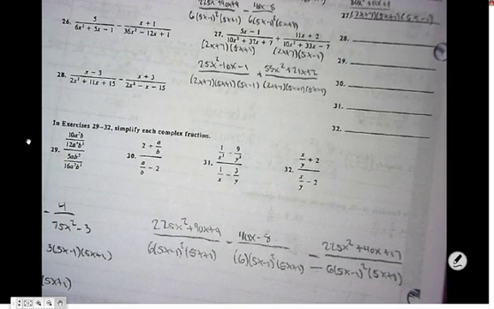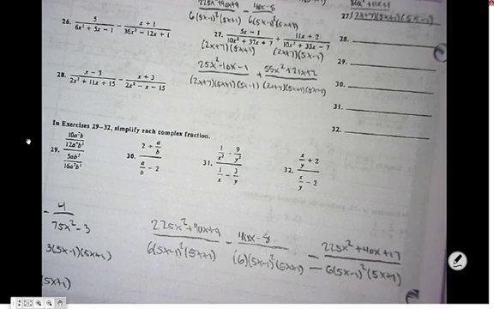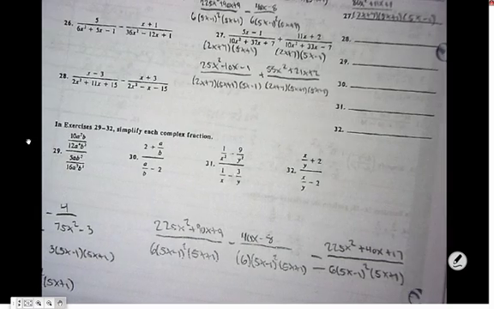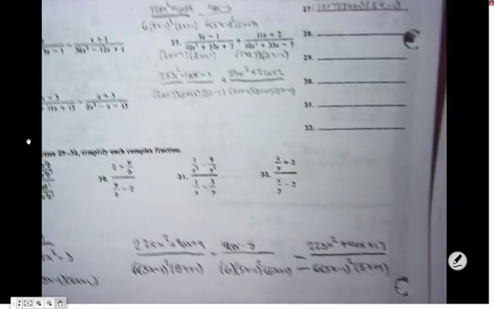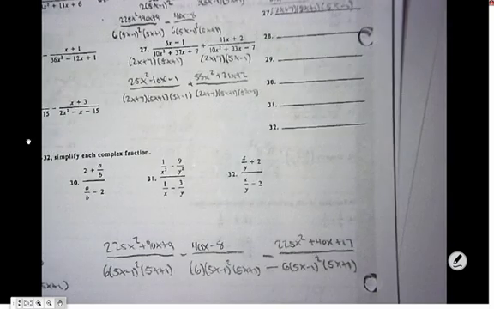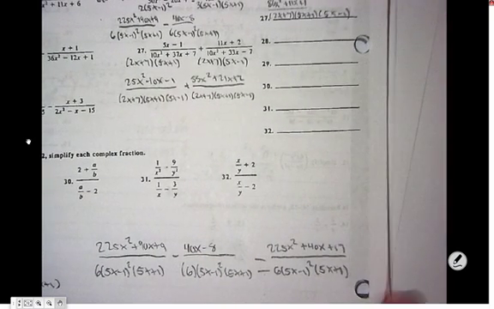225x squared plus 90x plus 9 over the LCD minus 40x minus 8 over the LCD. And then once you simplify that, you're left with 225x squared plus 40x plus 17 over 6 times 5x minus 1 squared, 5x. Okay, so that's a little bit. My bad. The final answer is, I think I got plus 50x.